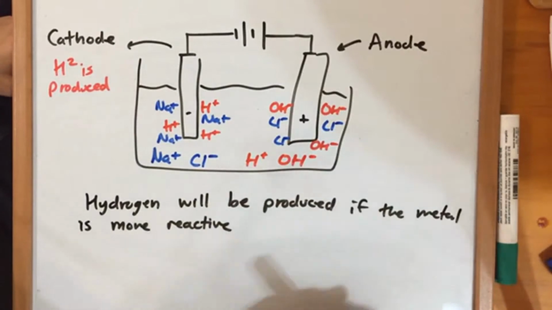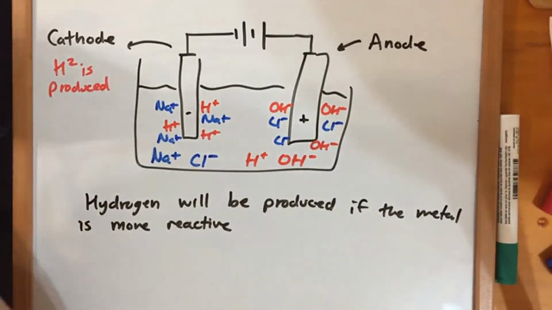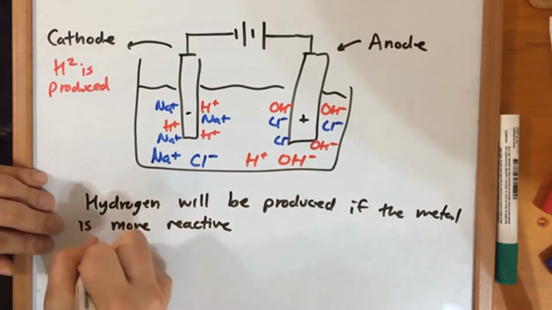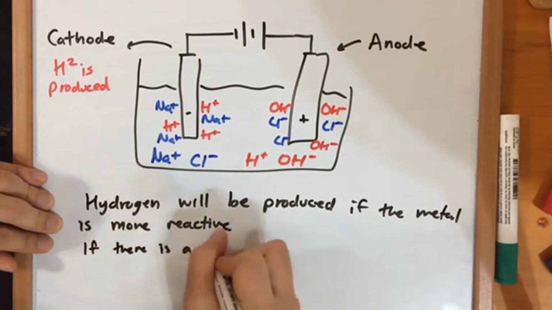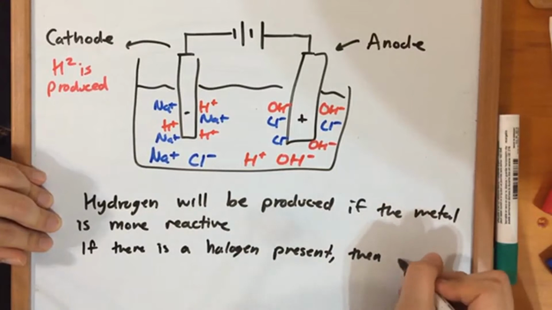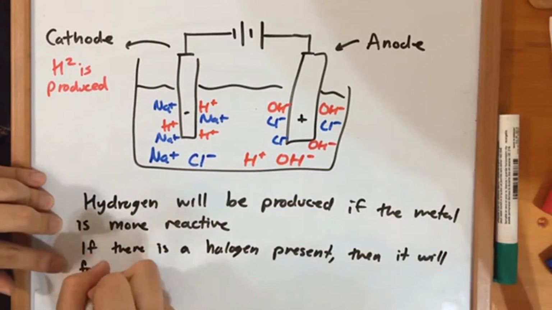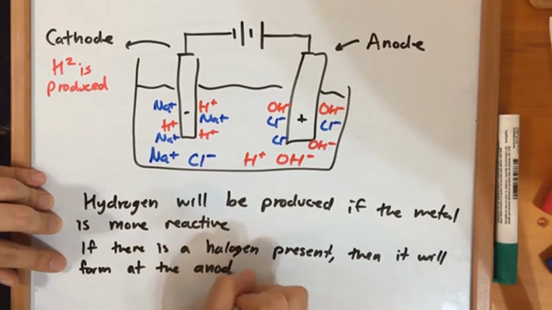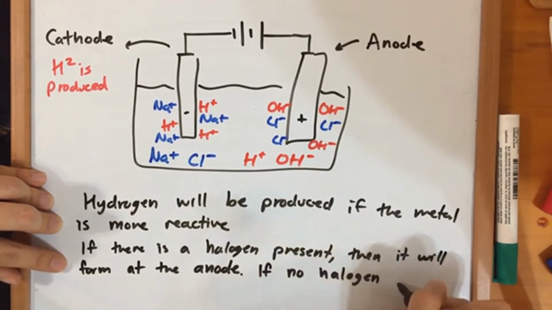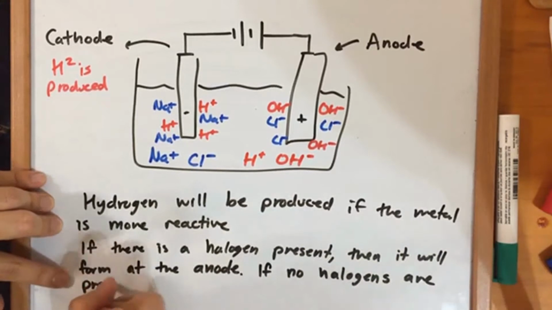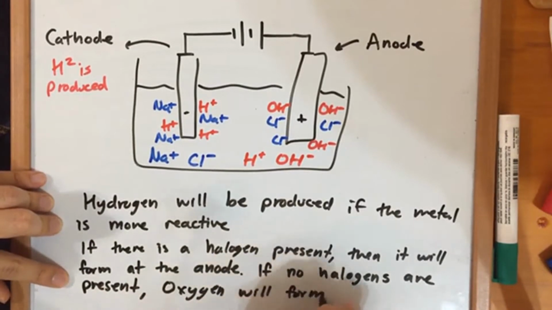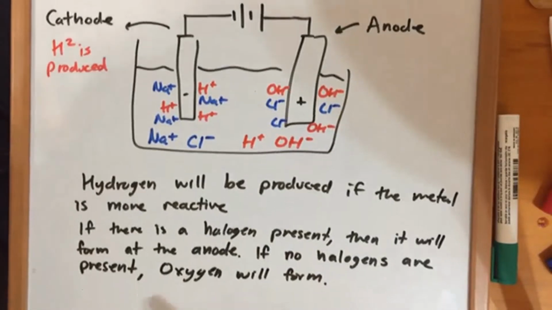On the opposite end, okay, we have another rule, okay? And you might hate me for this, okay? But if the negative ion from the ionic compound is a halogen, okay? Then that will form as a gas. But then if there's no halogens, oxygen will form. Okay, so that's the rule here.